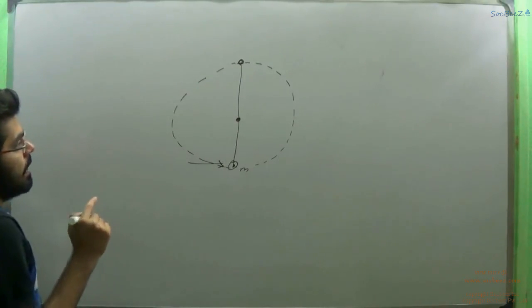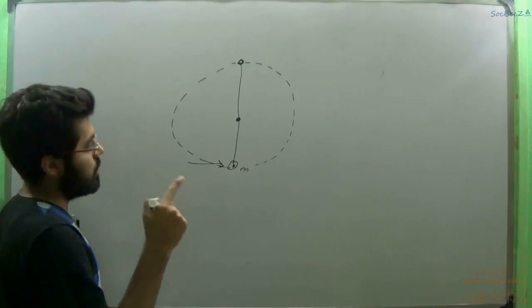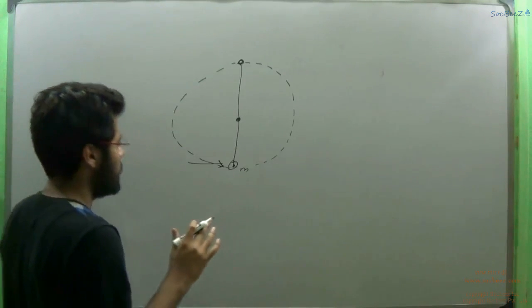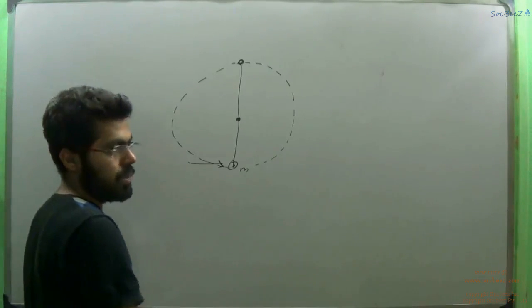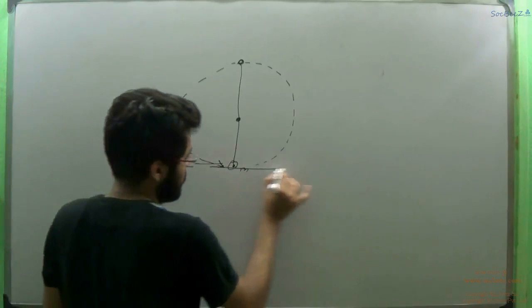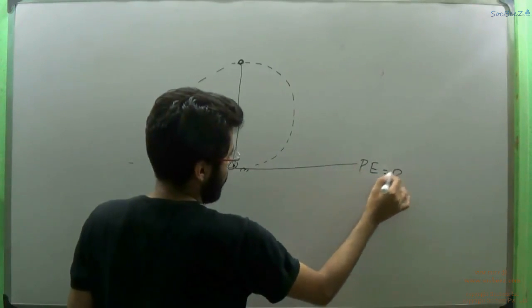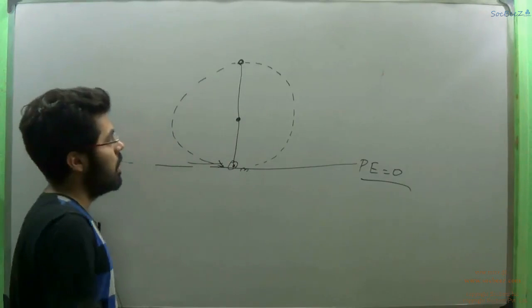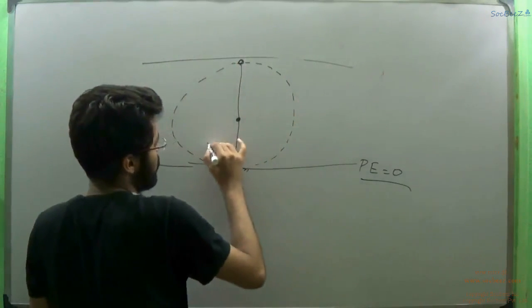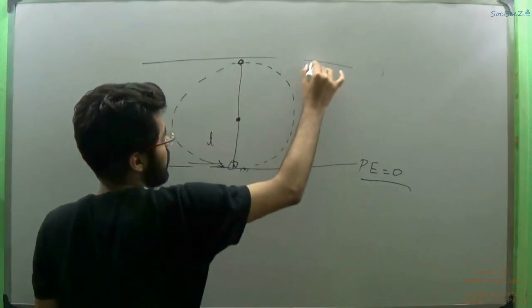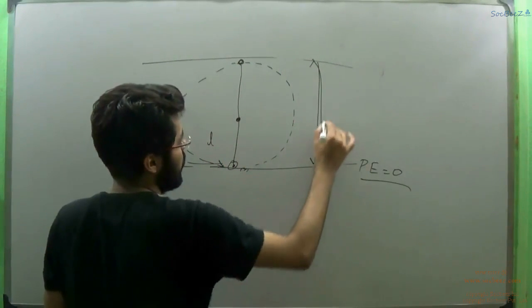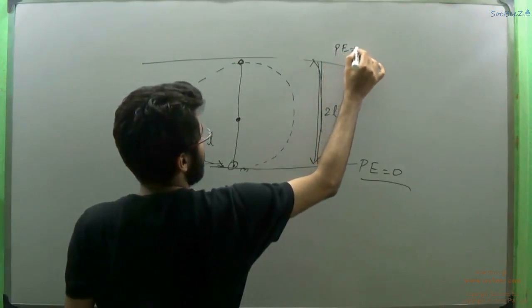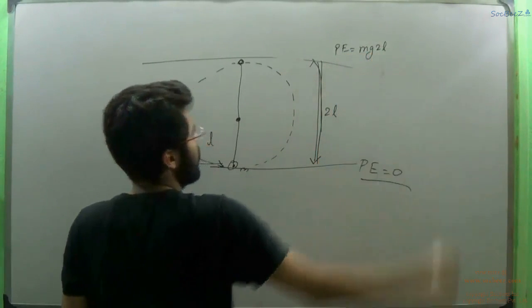So first thing, here gravity is under consideration, so potential energy would be required. In solving potential energy problems, we are free to take any reference frame. Just take this line as the potential energy 0 line. At this line, potential energy is 0. So what will the potential energy be here? Suppose the length of the string is L, it means this height is 2L. So potential energy here is mg h, mg 2L.